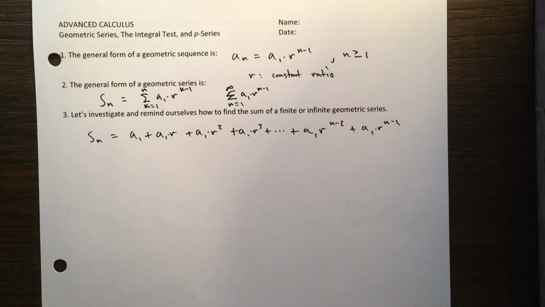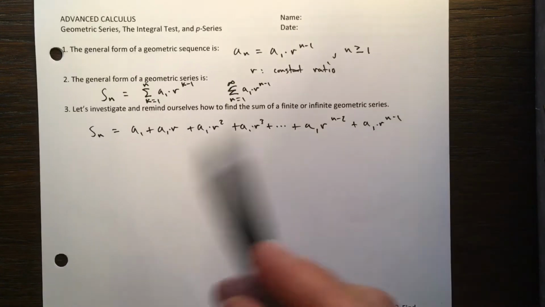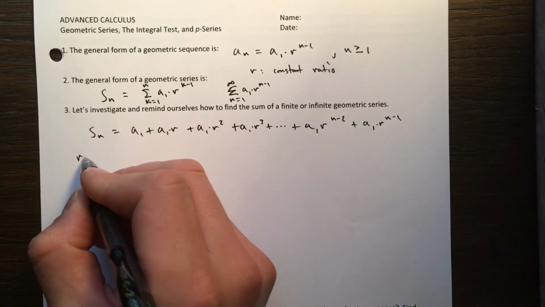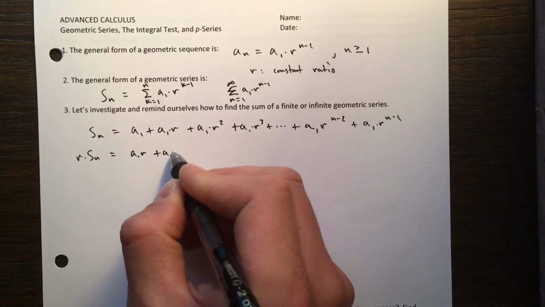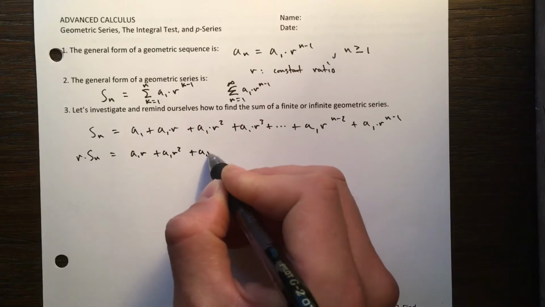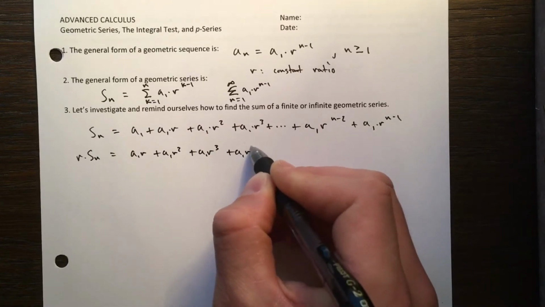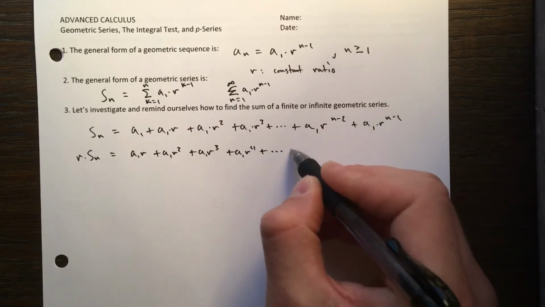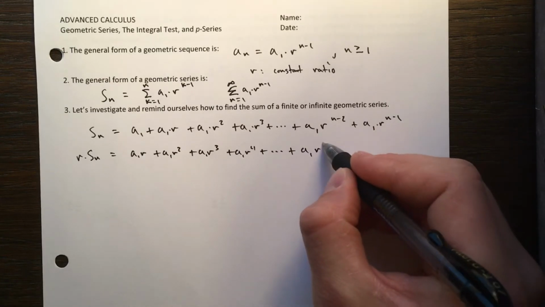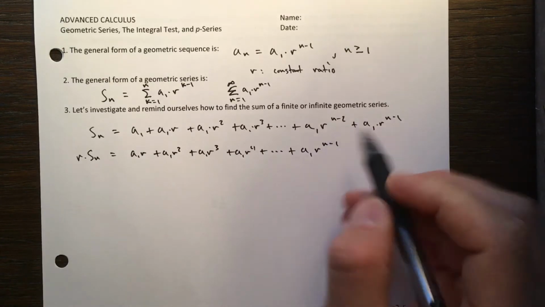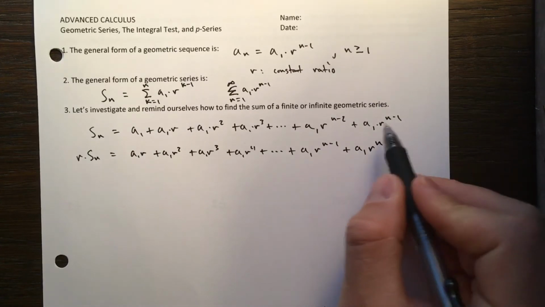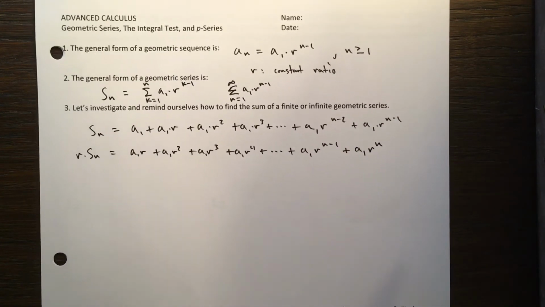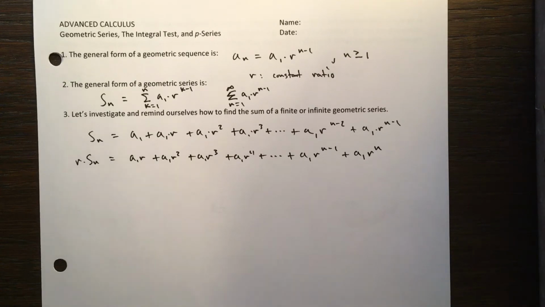Now, if I multiply this equation by r, I would get r times S sub n equals a sub 1 r plus a sub 1 r squared plus a sub 1 r cubed plus a sub 1 r to the fourth plus dot dot dot plus a sub 1 r to the n minus 1, because I'm multiplying by r here, plus a sub 1 times r to the n, because I'm multiplying by r here. So I just multiplied everything by r.